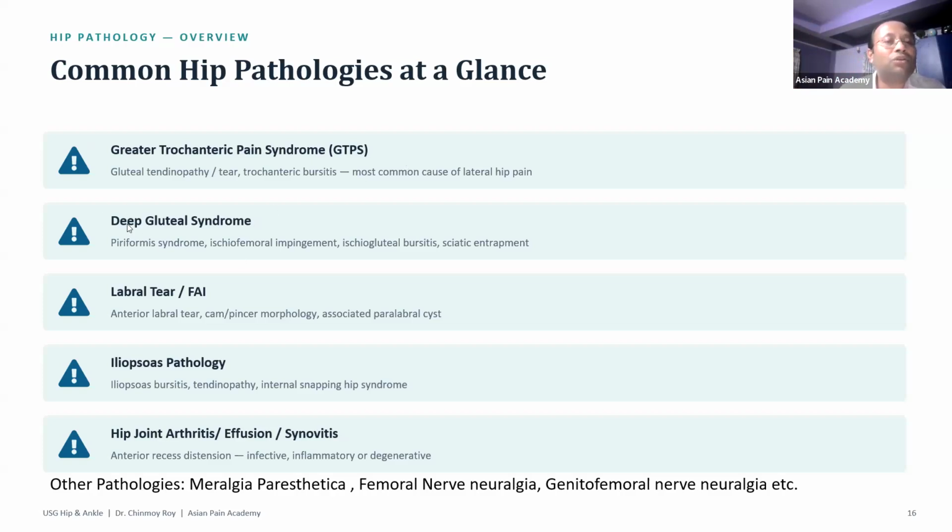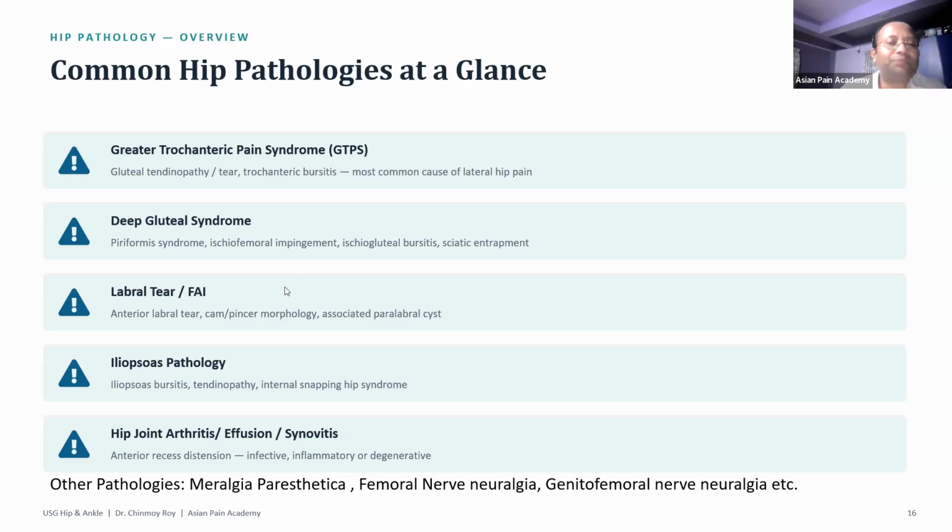Then another pain syndrome, in the posterior side of the hip, we call deep gluteal pain syndrome. Earlier we always knew about piriformis syndrome, but gradually we understood: why blame only the piriformis? There are multiple muscles like gemellus superior, gemellus inferior, obturator internus in the same area, and ischio-gluteal bursitis can also present the same way. Together, everything can be described under deep gluteal pain syndrome.